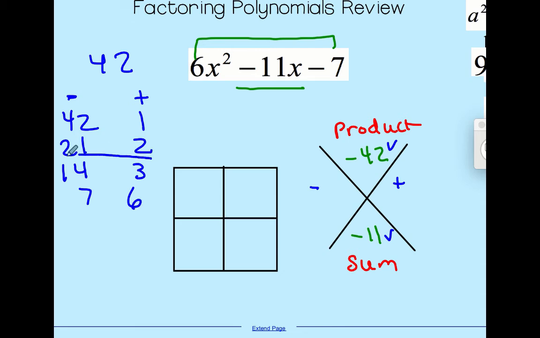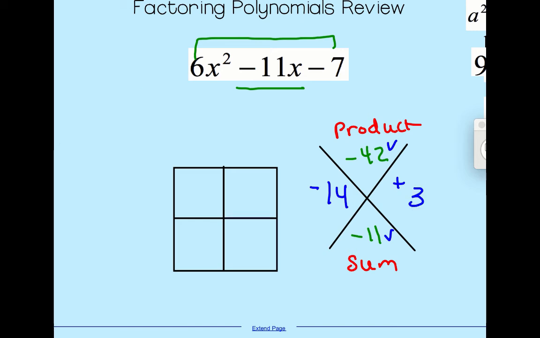Well, I see right here that 14 and 3 are 11 apart, and that's because negative 14 and positive 3 make negative 11. So that means my two numbers have to be negative 14 and 3. Now, this graphic organizer isn't the only way to do this, but this is one way that you can approach it. And some people need it step by step. So let's go ahead and look at what we actually are doing.